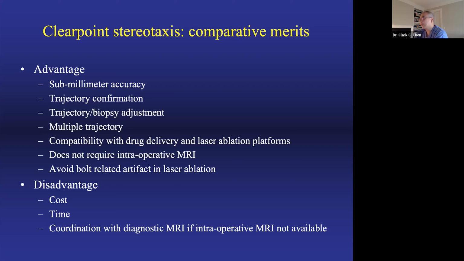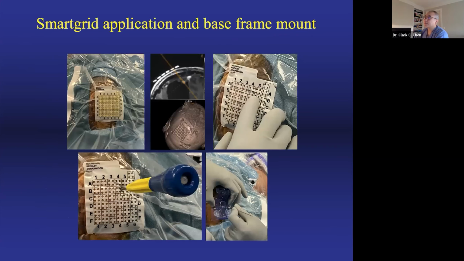Now, the disadvantage is the frame is an additional cost. And as you see from the workflow, it does require a little bit more time, although not a lot, in terms of aligning your trajectory. But really, the reason you're using the system is so that you have the opportunity to correct your trajectory, and that does consume time. And for those of you who do not have an intraoperative MRI, it does require coordination with diagnostic MRIs and cleaning of the MRIs to prepare for a surgical procedure. And we've published on this. If there's interest, we could share with you what that coordination looked like.